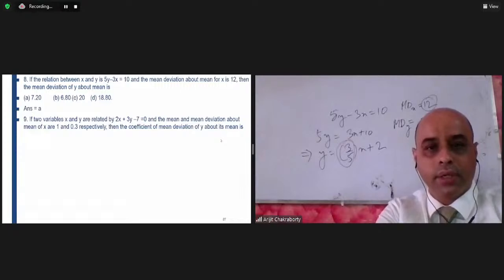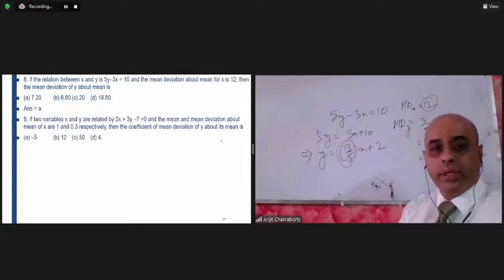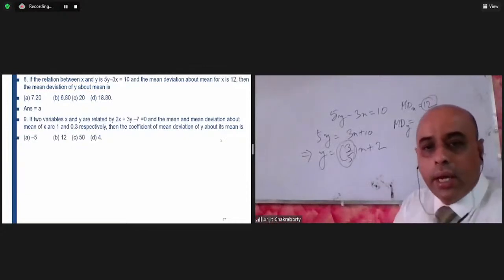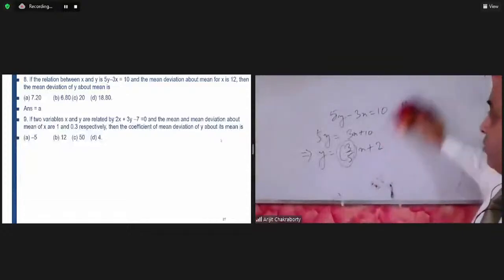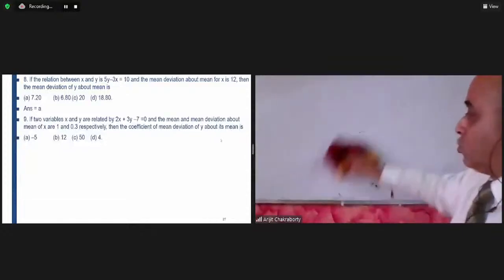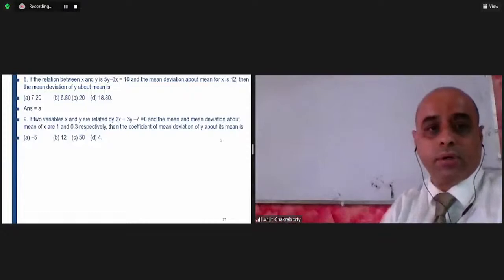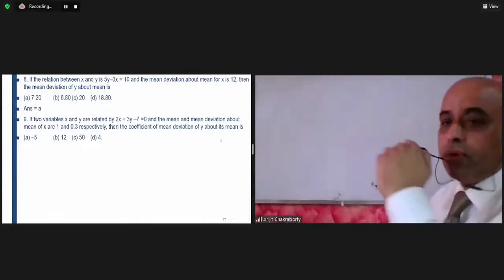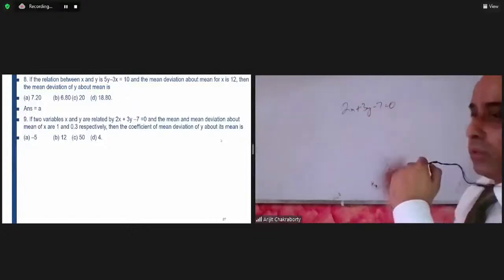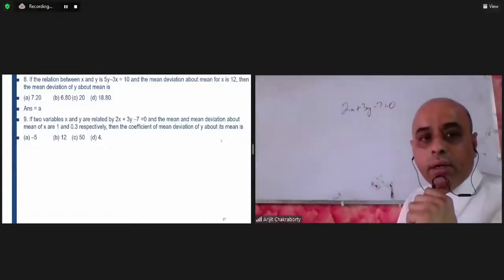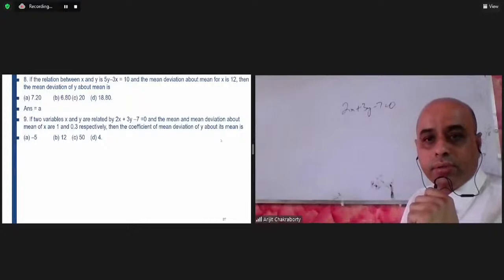Okay, this is also a very important question. Please try this one. If two variables x and y are related and the mean and mean deviation about mean are given, we have to be careful with this. You have to find two values. This is a very, very important question. 2x plus 3y minus 7 is 0. It is given.